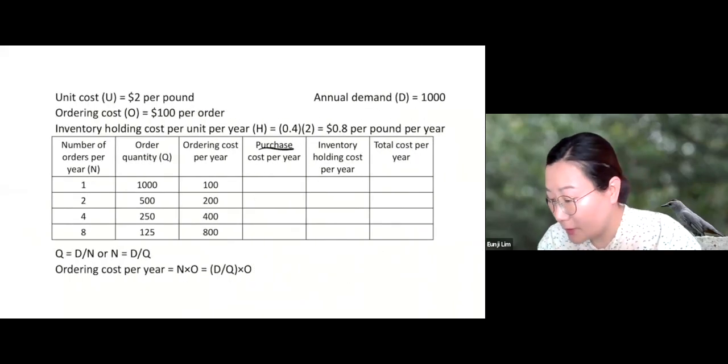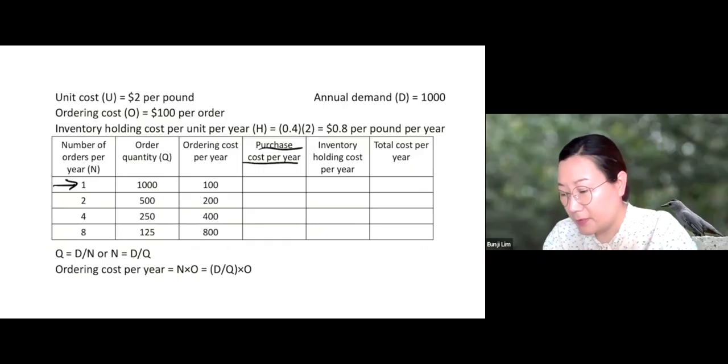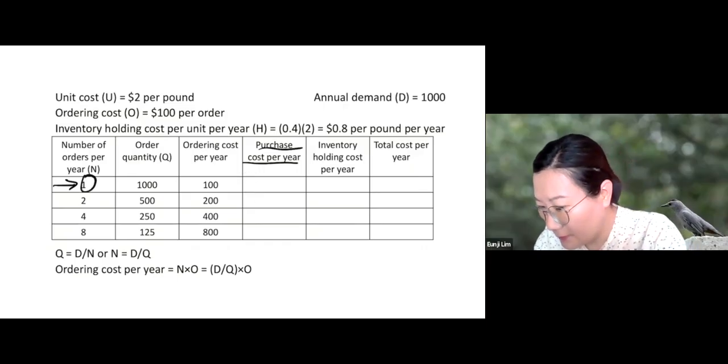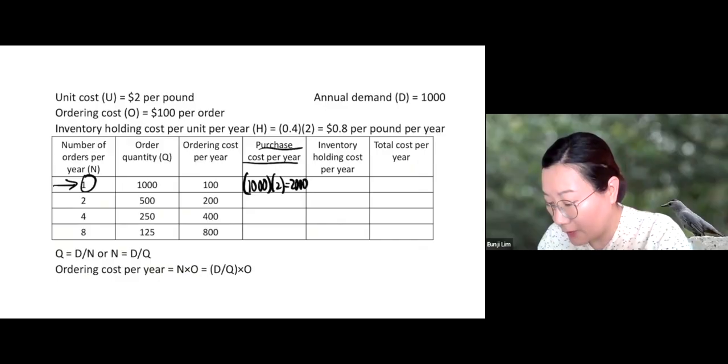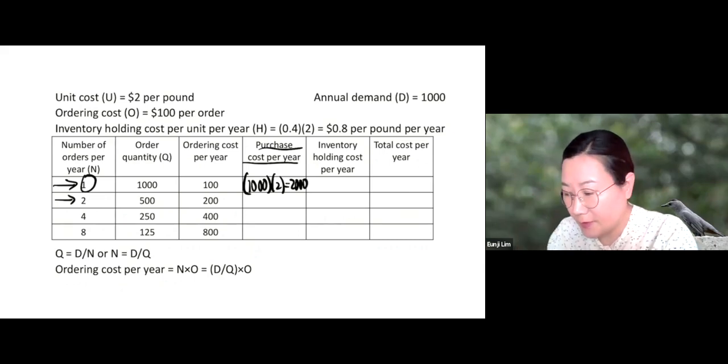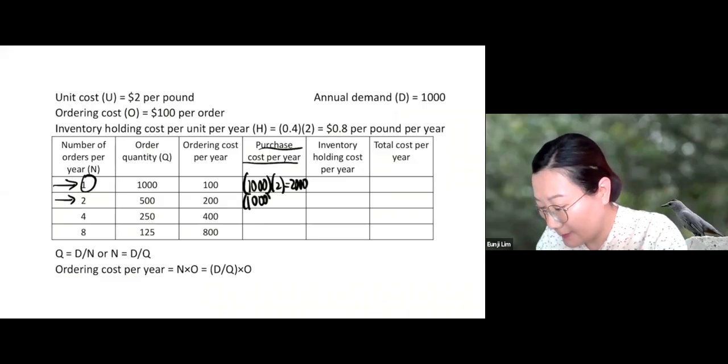Now let's compute the purchase cost per year. If you order once a year, how much is the purchase cost per year? In this order, we are ordering 1,000 pounds, and for each pound, you need to pay $2. So it's $2,000 for the coffee. Next, if you order twice a year, and each order includes 500 pounds of coffee, and since we placed 2 orders, it's going to be 1,000 pounds again. So 2,000. Next, 4 orders a year.